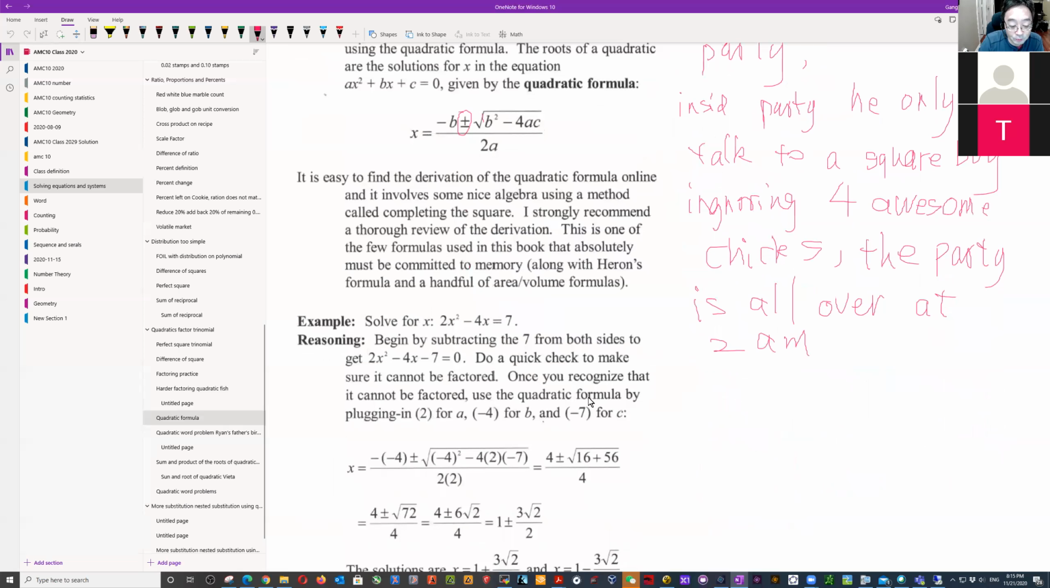With this formula, the only thing you have to worry about is moving everything into the right position. For example, you cannot use the formula directly because it's not in standard form.